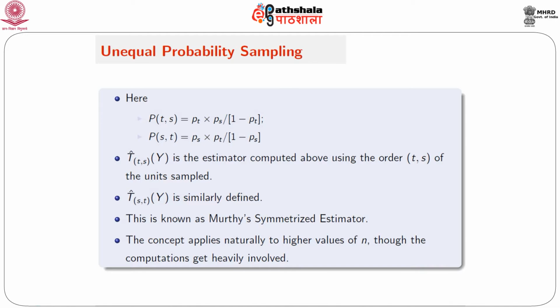This concept applies naturally to higher values of n, though the computations get highly involved. If you are talking about a sample of size 3 and the sample units are T, S and R, you have to talk about all 3 factorial permutations and frame estimators like T of TSR, T of TRS, T of RST, etc., all 3 factorial, get the corresponding estimators and then take their average. It becomes computationally very involved.